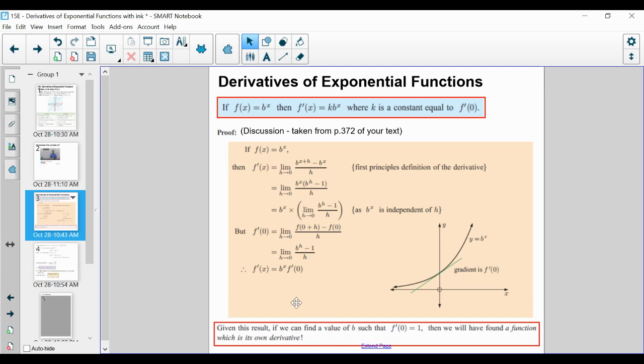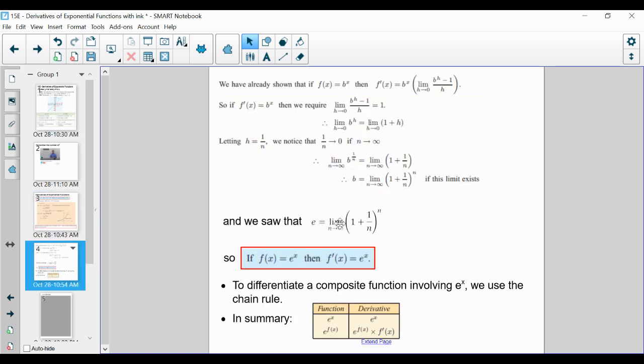What it means is that if we can find a value of b such that the derivative evaluated at 0 equals 1, then we'll find a function that is its own derivative. And there is such a function. That function happens to be e to the x. So if f of x equals e to the x, then the derivative is also equal to e to the x. So e to the x is its own derivative, which is very exciting.